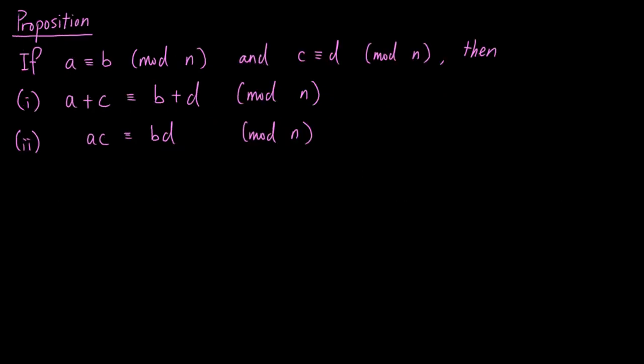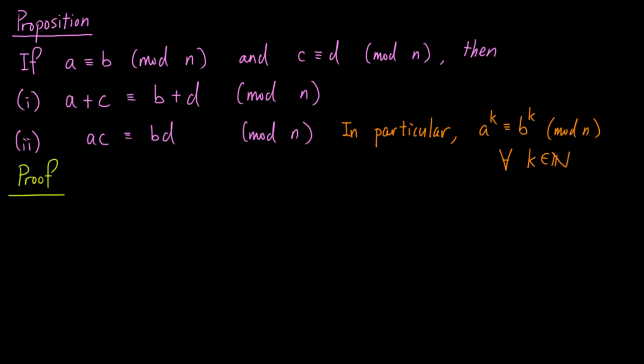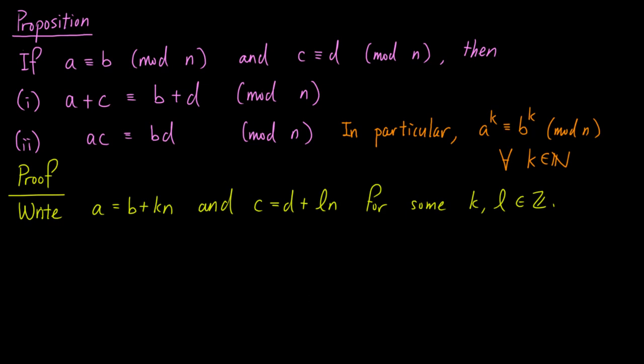We first give a few useful results in congruence regarding operations. If a is congruent to b mod n and c is congruent to d mod n, then a plus c is congruent to b plus d mod n, and also a times c is congruent to b times d mod n. In particular, a to the k is congruent to b to the k mod n for all positive integers k. To prove this, we first use the definition to write a equals b plus k times n and c equals d plus l times n for some integers k and l.